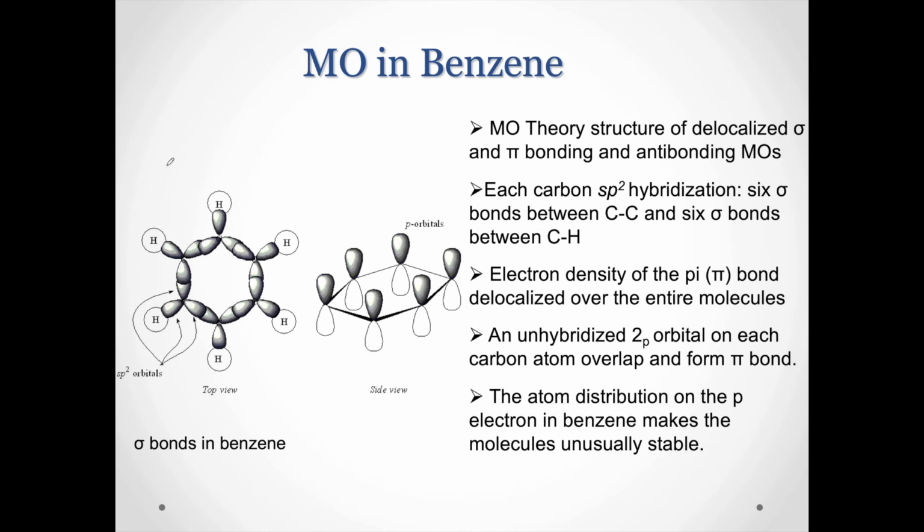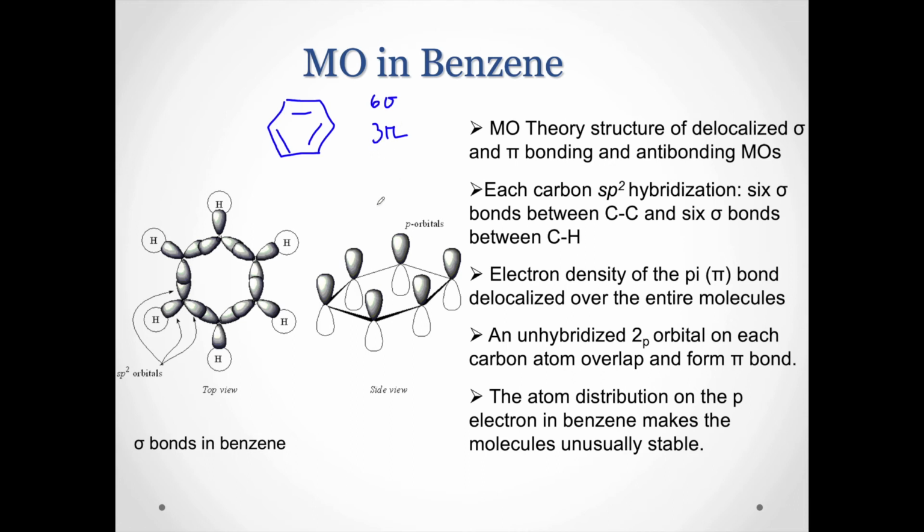Next is the molecular orbital in benzene. Let's draw the structure of the benzene. This is the structure of benzene. As you can see from here, we have 1, 2, 3, 4, 5, 6 sigma bonds and 3 pi bonds. 6 sigma bonds and 3 pi bonds.